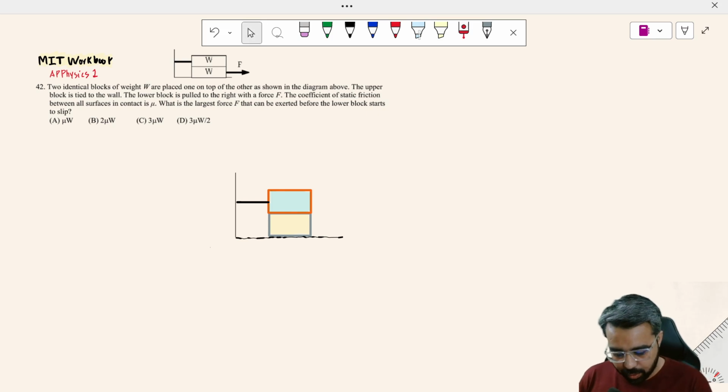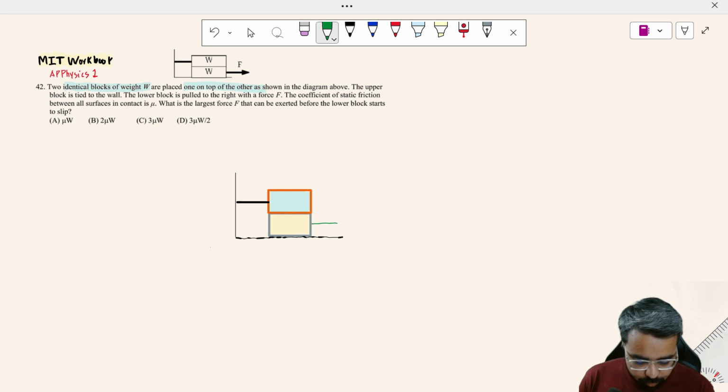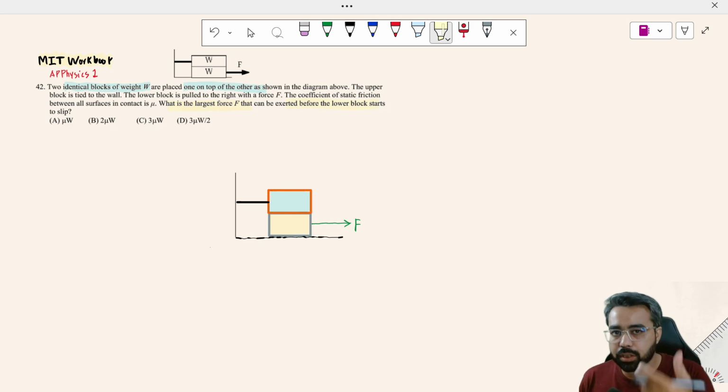Two blocks which are identical, same weight, are placed one on top of the other, whereas as you see from the diagram that we are applying a force on the lower block. So what is the largest force that you will apply on the lower block so that the lower block, before it starts to slip?